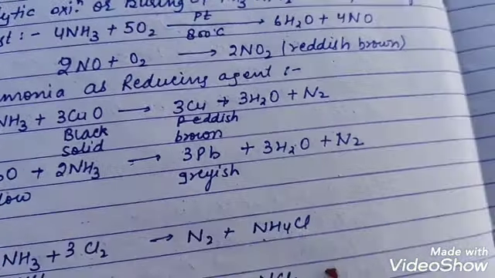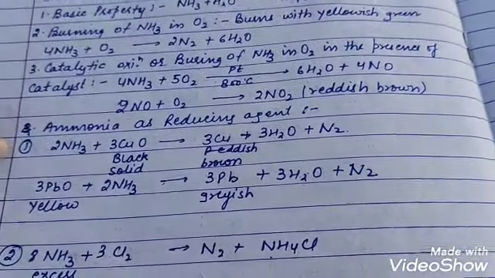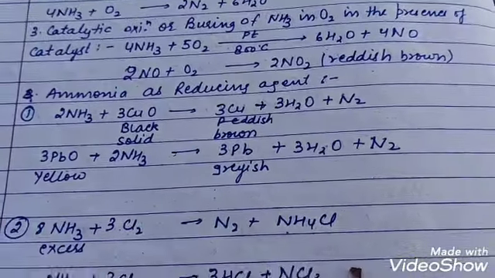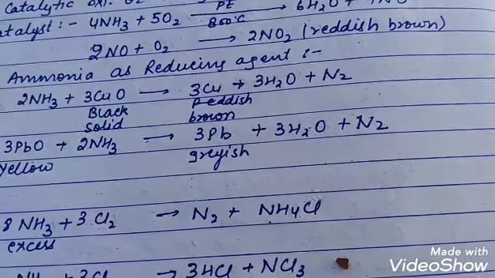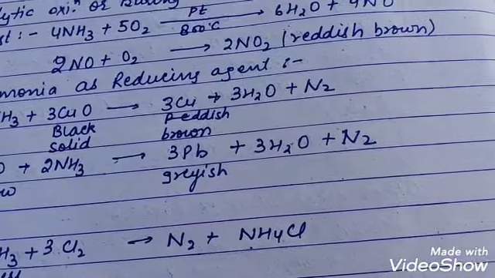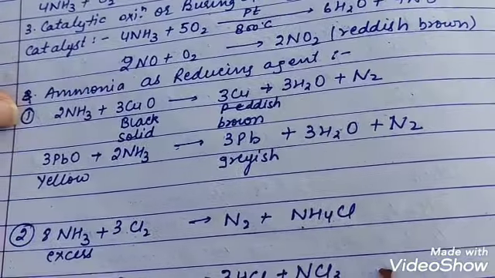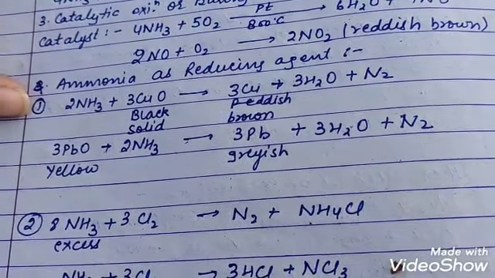So what are reducing agents? They are substances that can grab oxygen, or that can give hydrogen. A reducing agent can be of two types. It works on two bases: it can grab oxygen or it can give hydrogen.